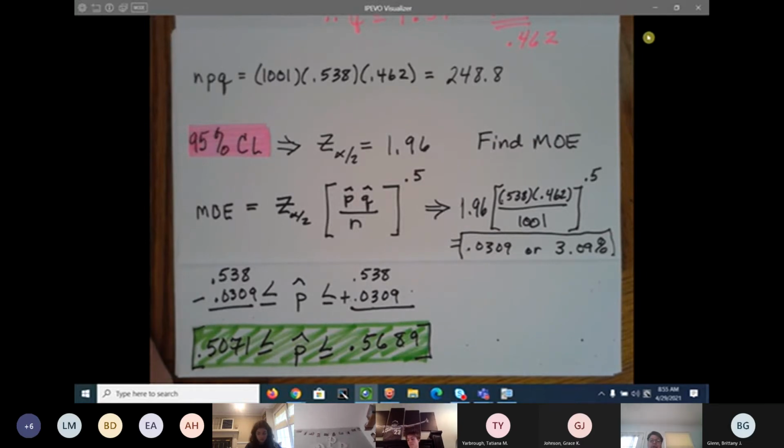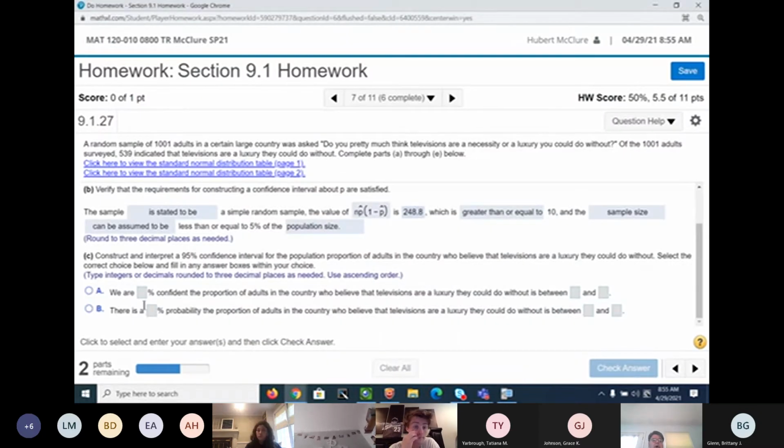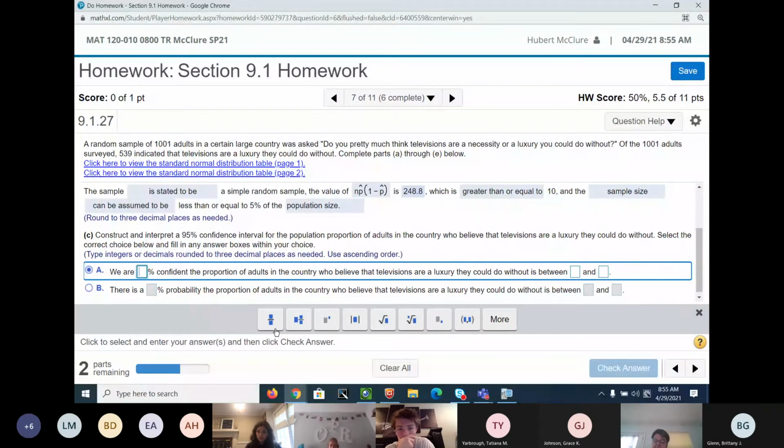Okay, so let's go back to the question. We are 90%, 95% confident that the proportion is between, what does it say, round to 3 decimal points? 0.507. Why did I put 507 first? Because which way do we read? Left to right. Left to right. And 0.56, what, 9?